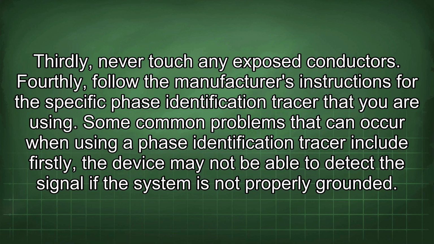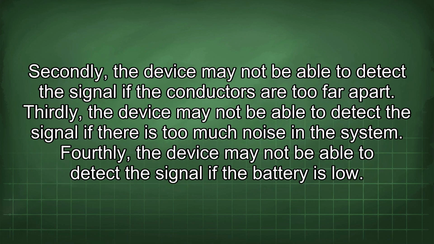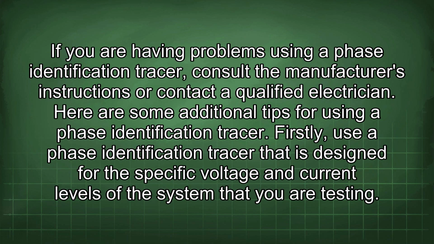Some common problems that can occur when using a phase identification tracer include: firstly, the device may not be able to detect the signal if the system is not properly grounded. Secondly, the device may not be able to detect the signal if the conductors are too far apart. Thirdly, the device may not be able to detect the signal if there is too much noise in the system. Fourthly, the device may not be able to detect the signal if the battery is low. If you are having problems using a phase identification tracer, consult the manufacturer's instructions or contact a qualified electrician.